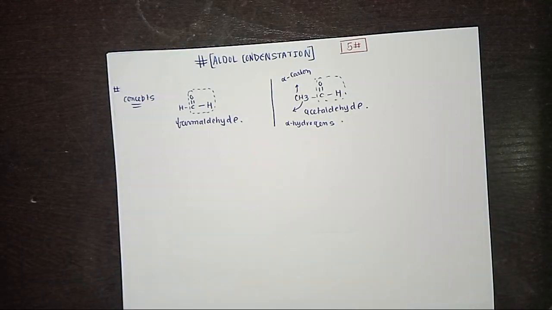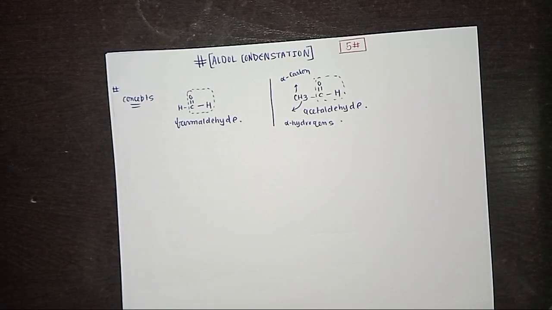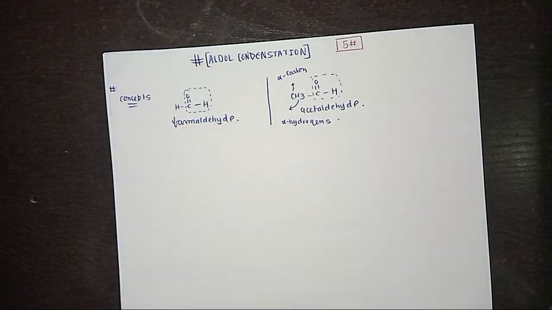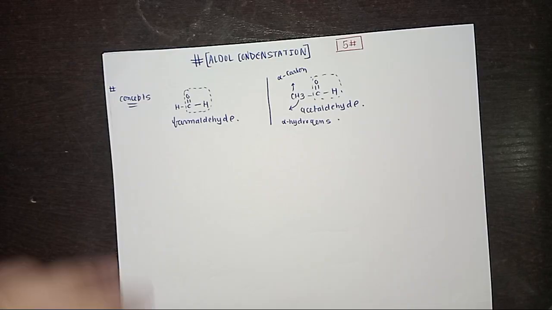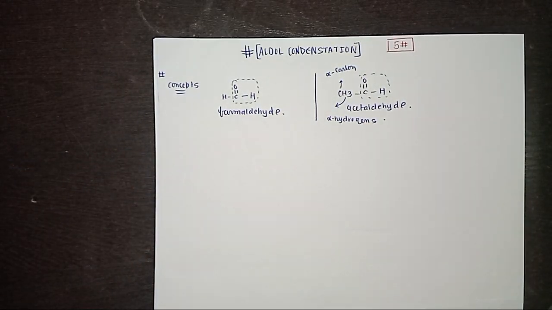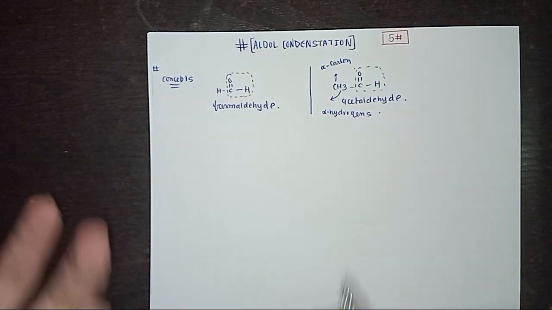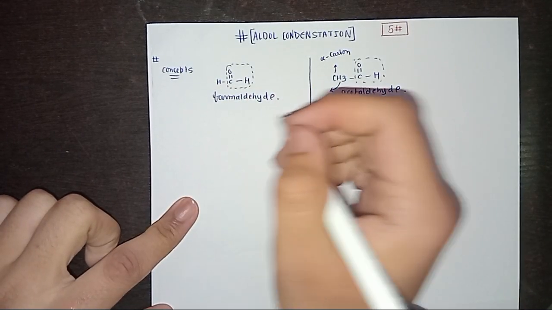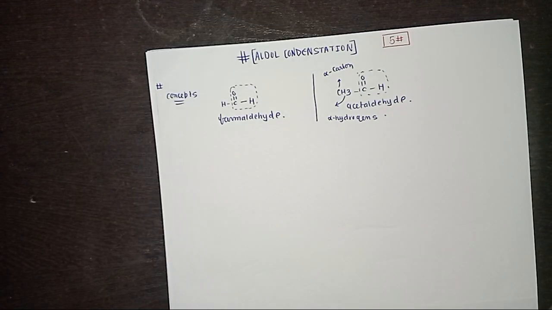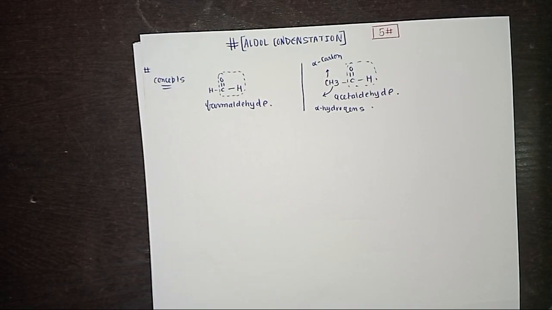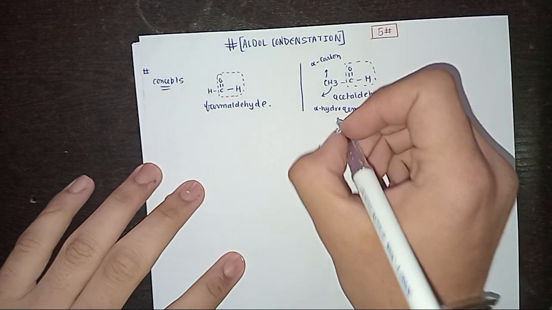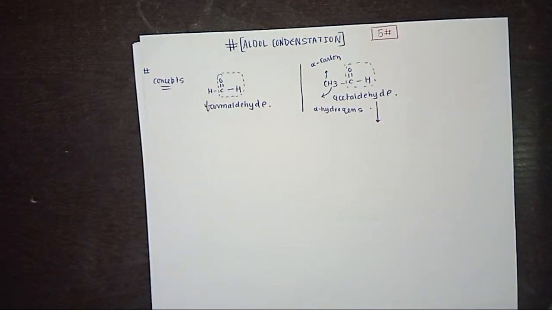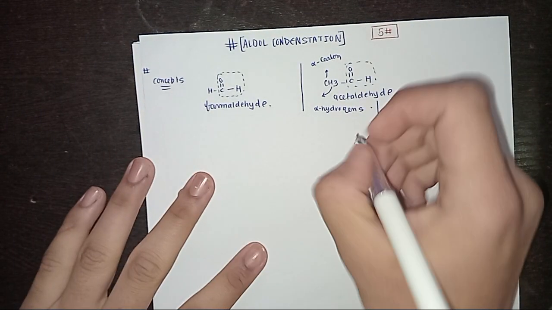So basically, what are alpha hydrogens and alpha carbons? They are the carbons and hydrogens which are next to the carbon having the functional group. In formaldehyde there is only one carbon, and it has the functional group, and there is no next carbon with hydrogen. So in the aldol condensation we use acetaldehyde, or compounds which have alpha hydrogens.